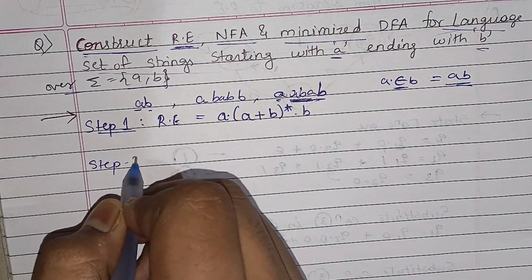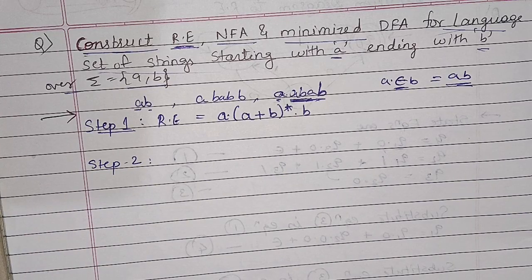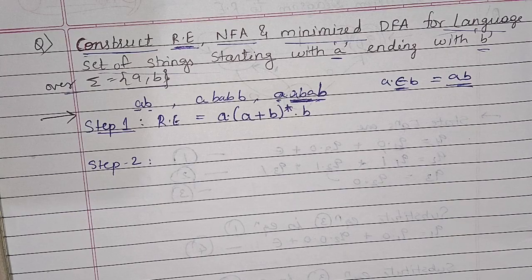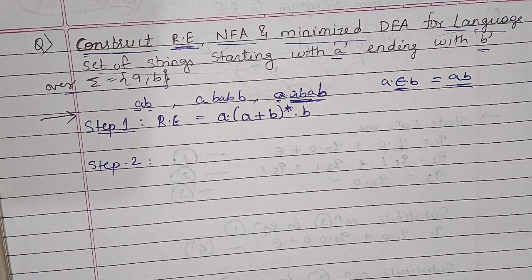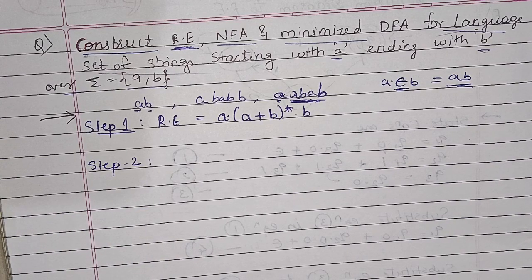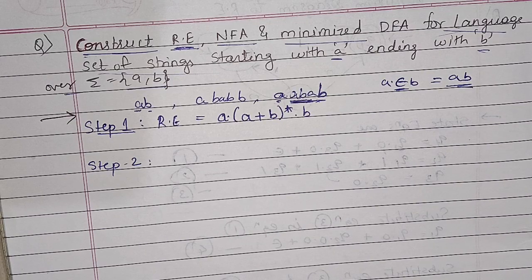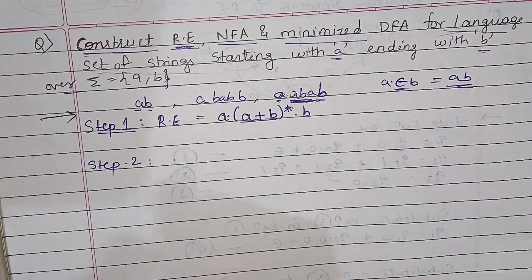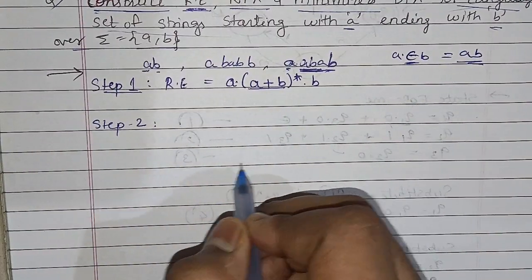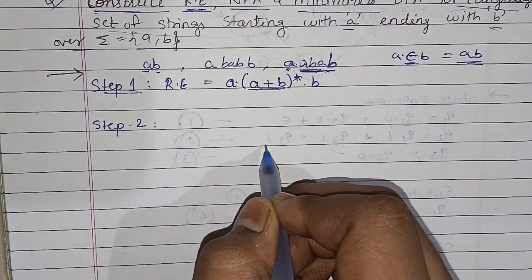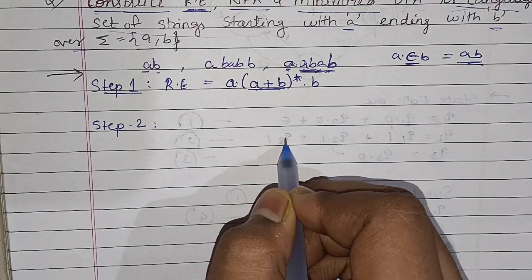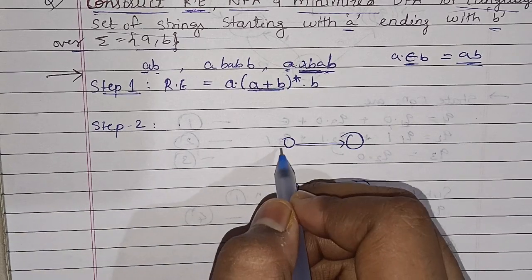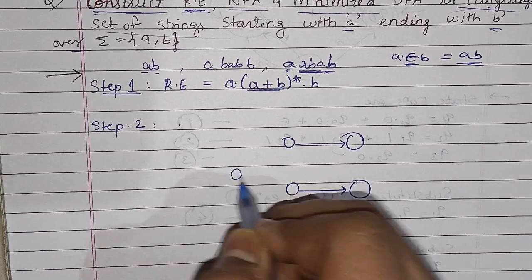Our step 2 is we have to convert the given regular expression into NFA. As I told you in the previous videos, I have posted videos on converting the regular expression into NFA. We use Thompson's construction rule. So now see, this is closure. So what I will do, I will first draw A plus B in the center.